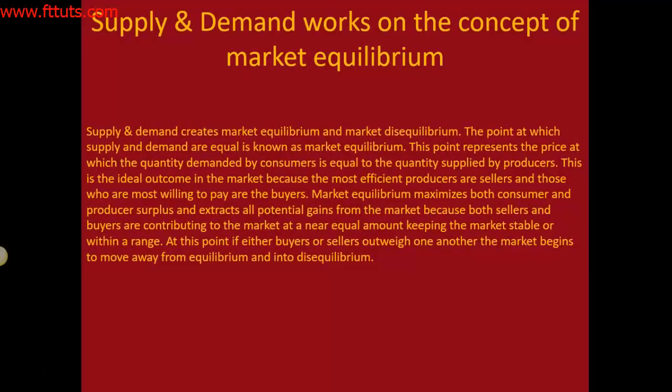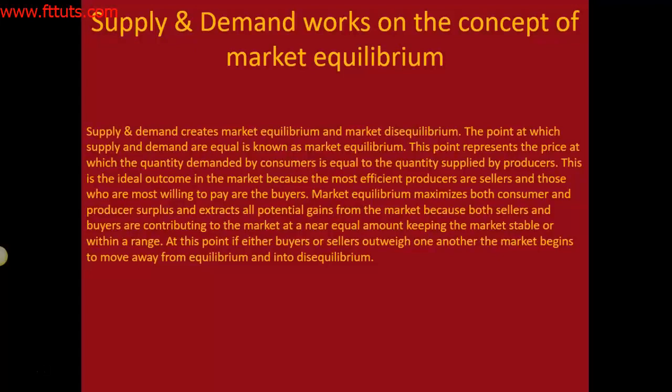Supply and demand creates market equilibrium and market disequilibrium. The point at which supply and demand are equal is known as market equilibrium. This point represents the price at which the quantity demanded by consumers is equal to the quantity supplied by producers. This is the ideal outcome in the market because the most efficient producers are sellers and those who are most willing to pay are the buyers. Market equilibrium maximizes both consumer and producers' surplus and extracts all potential gains from the market because both sellers and buyers are contributing to the market at near equal amounts, keeping the market stable or within a range. And that's the ideal market.